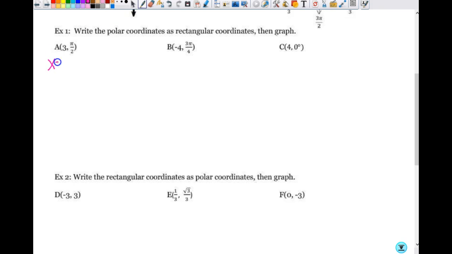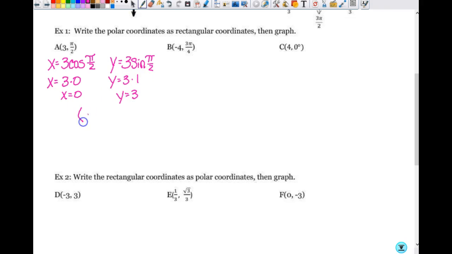So my x is equal to 3 cosine pi halves, and my y is 3 sine of pi halves. Make sense? So x equals, what is the cosine of pi halves? 0. So it's 3 times 0, x equals 0. y equals 3 times, what's the sine of pi halves? 1. So y equals 3. So my rectangular coordinates for point A are (0, 3).